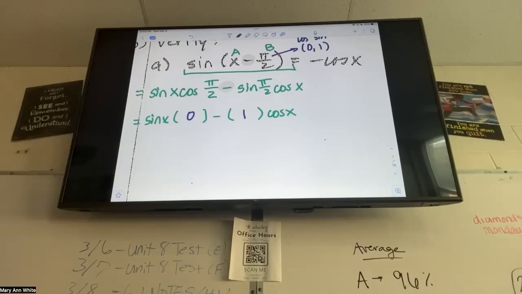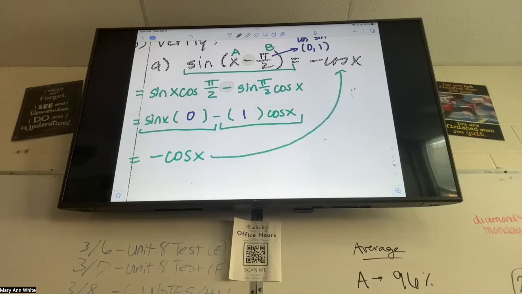Anytime I can add ones and zeros in, that's actually very helpful to me, because what is sine of X times 0? 0. And what's negative 1 times cosine of X? Negative cosine X. Is that what we wanted it to equal? Yeah. We did it. We're done. It's really good.